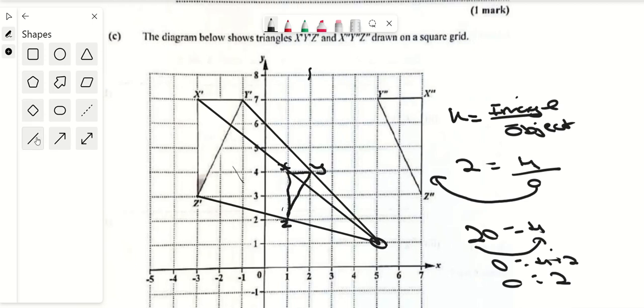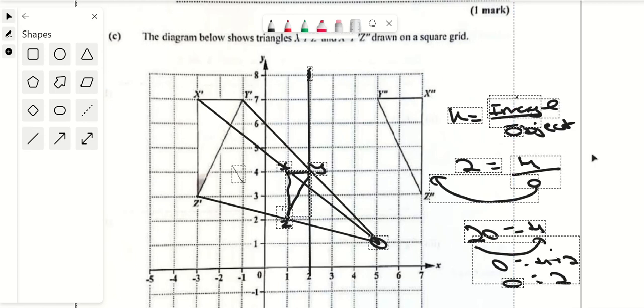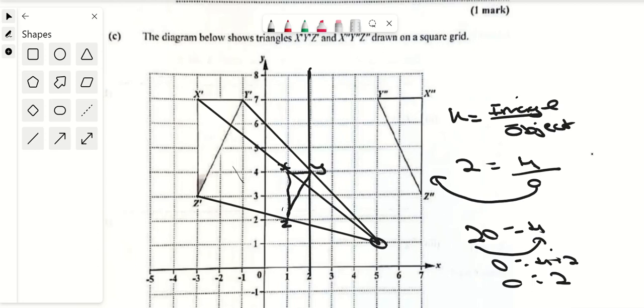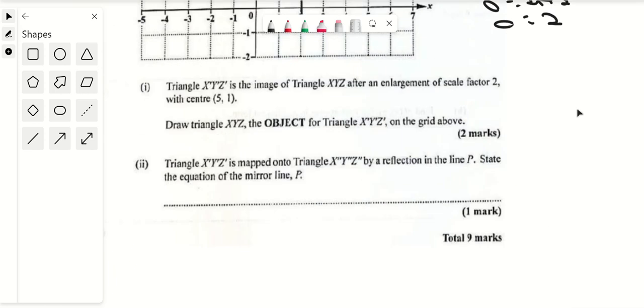Now, if we were to draw a line, you'll see that that equation is where x is equal to 2. And that would be your answer for this last question. State the equation of the mirror line P. X is equal to 2. And that is it for January 2022.